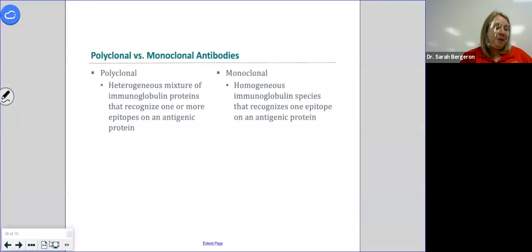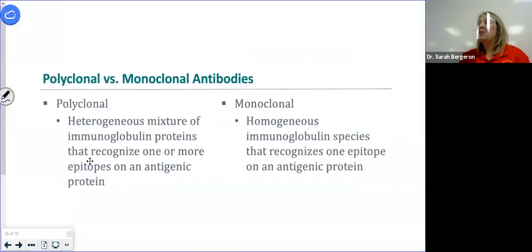Kick out those foreign particles. Okay. So there are 2 different kinds of antibodies. Have y'all heard of this before? Monoclonal and polyclonal antibodies. Anybody? No? All right, all new. Awesome. So what does poly mean in general? Many. What does mono mean? 1. Okay. So what does clonal mean?